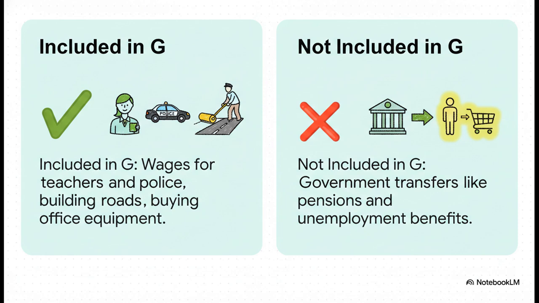It includes government spending on goods and services, like paying the salaries of public employees or building a new highway. What it does not include, however, are government transfers, like pension payments or unemployment benefits. That money only gets counted in GDP later when the people who receive it actually spend it. And when they do, it gets recorded under C for consumption.